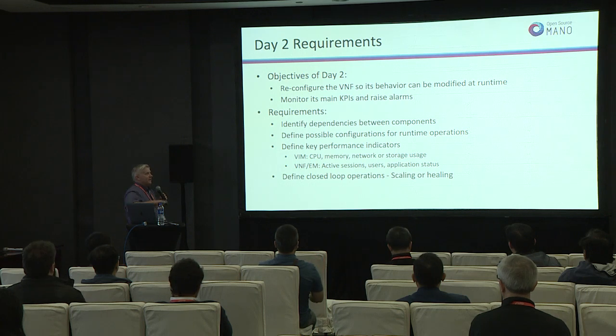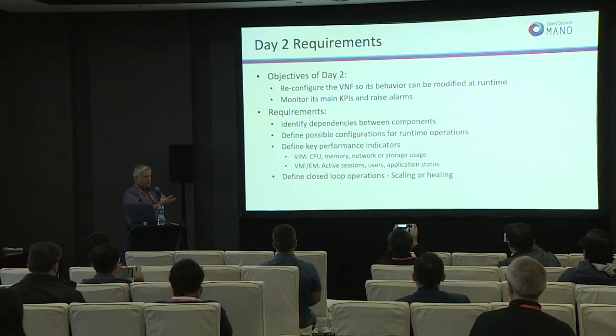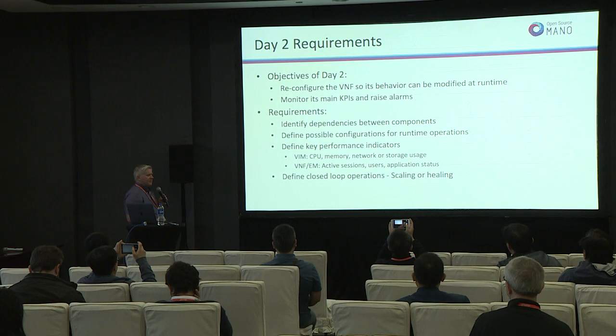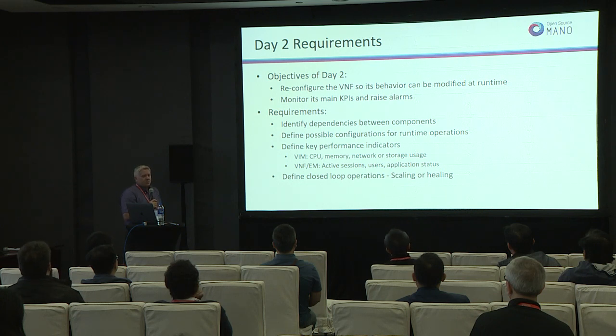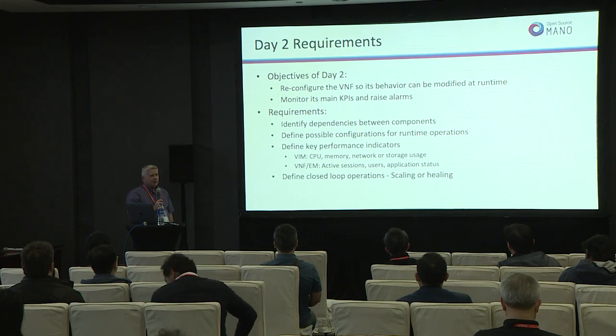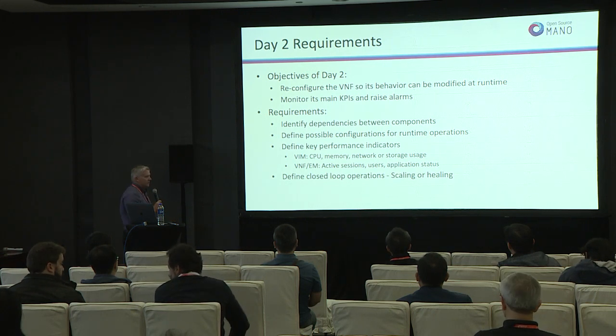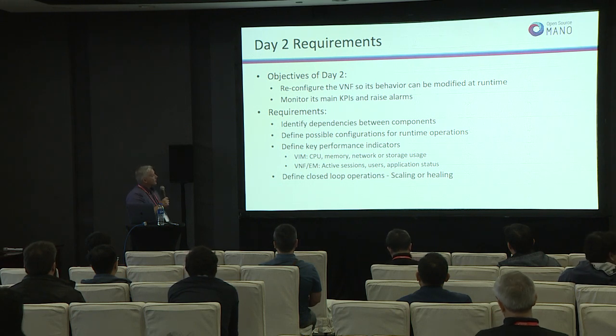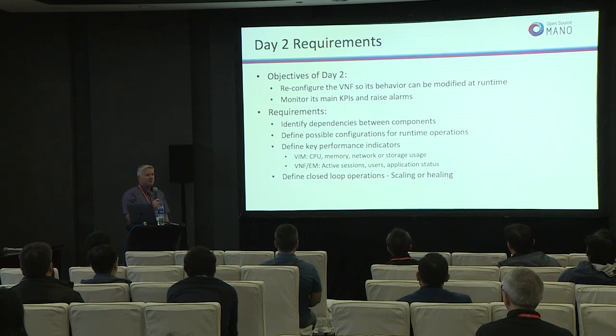At this point, our service should be operational. Things should be able to go out there, and we should be able to say, okay, it's up and running. So what are the things that I might need to do after this has been running for a while and my users have been using it? Might need to reconfigure the VNF. We might need to do things like scale out or add additional capabilities to it. We also want to make sure that we're monitoring the KPIs and have the ability to raise alarms if anything happens to it.